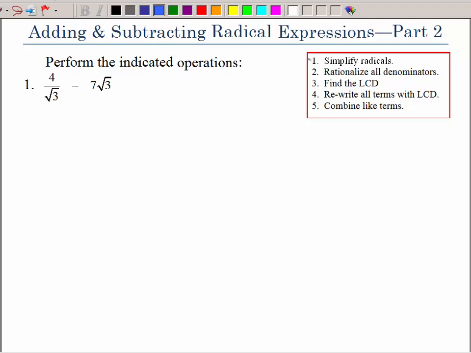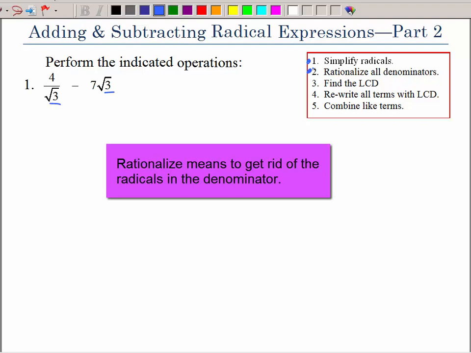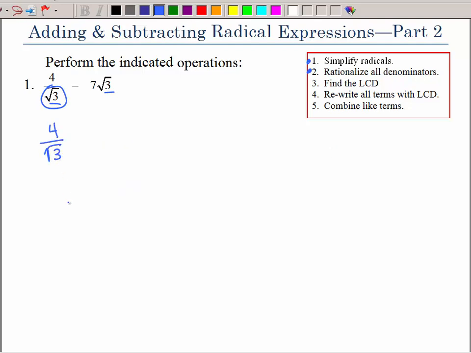So the first step we're going to do is simplify any radicals. Square root of 3, square root of 3, can't simplify. Rationalize all denominators. Hopefully you remember what that means. Rationalize means get rid of the radicals in the denominator. So this is a radical in the denominator. How do we rationalize that? What do I need to multiply by to get rid of that square root of 3? Another square root of 3. So this becomes 4 square root of 3 over just 3.